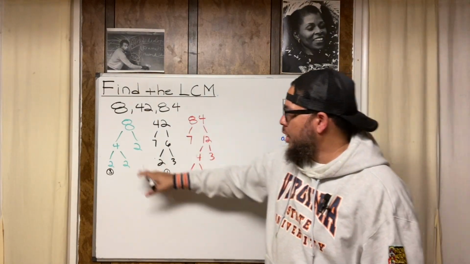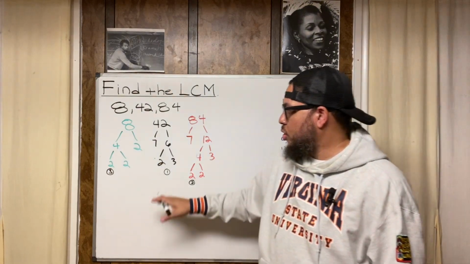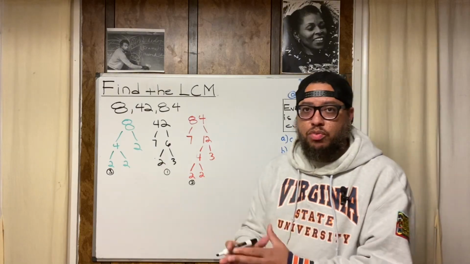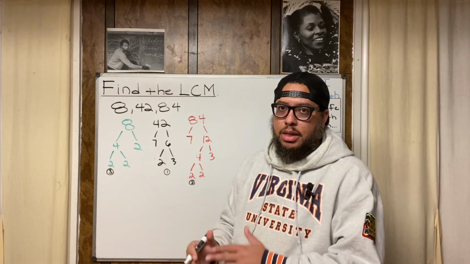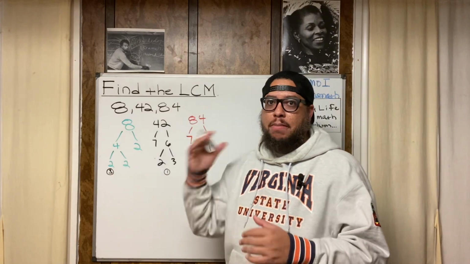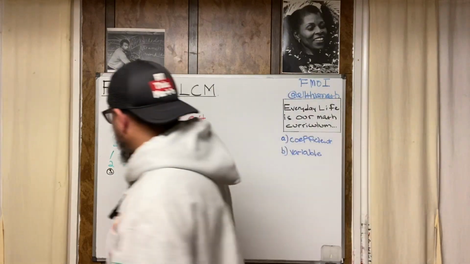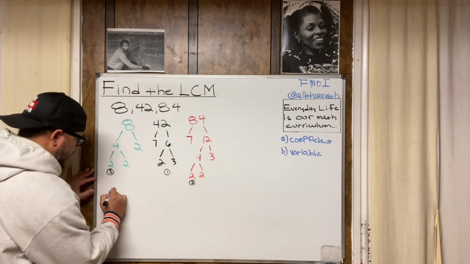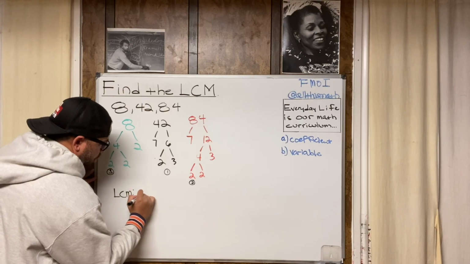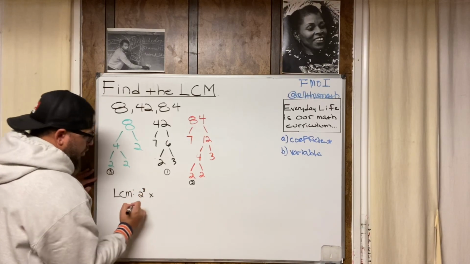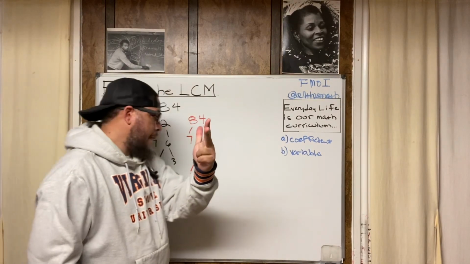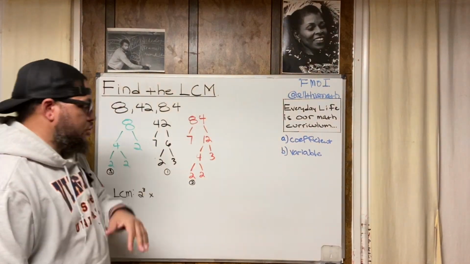So what's the maximum amount of 2s you see out of those 3 numbers, 8, 42, and 84? 8 has 3 of them, 42 only has 1 of them, and 84 has 2 of them. Because 3 is the maximum amount, to find your LCM, you need 3 of them. You need the maximum amount you see. So we're going to need 3 2s. For the LCM, I'm going to say 2 to the 3rd power, because that means 2 times 2 times 2. Now we've finished with the 2s.